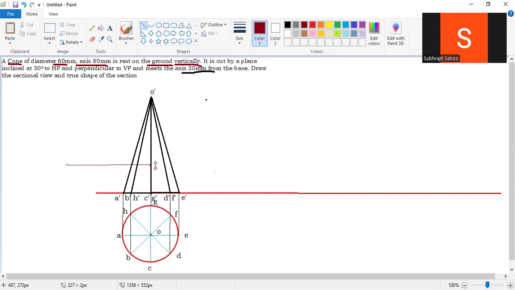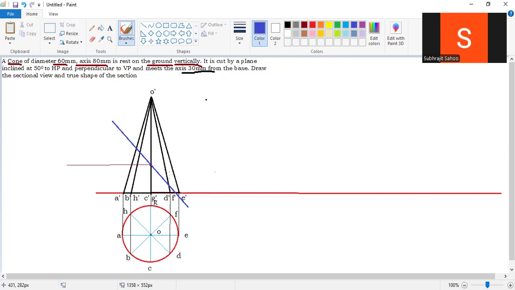Sir, what is the next step? Observe, sir. Keep your protector here. This angle is 90 degrees. So mark how much? 50 degrees. Okay, 50 degrees. So from here to here my plane is going to cut. Observe, sir. It is cut like this. What is this plane, sir? Cutting plane.